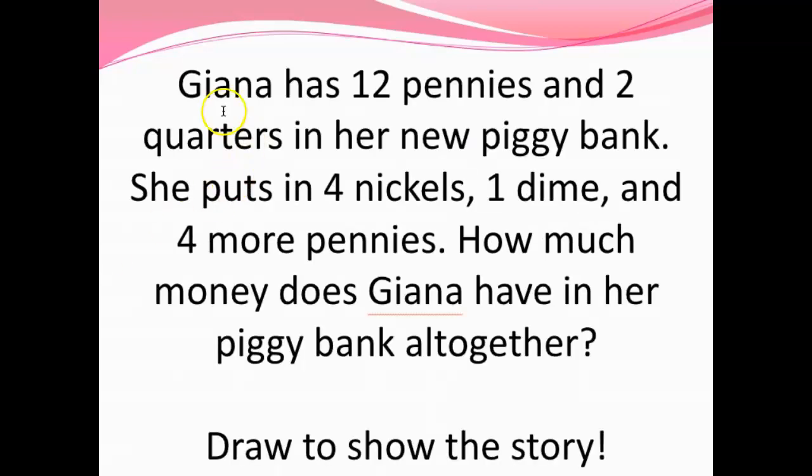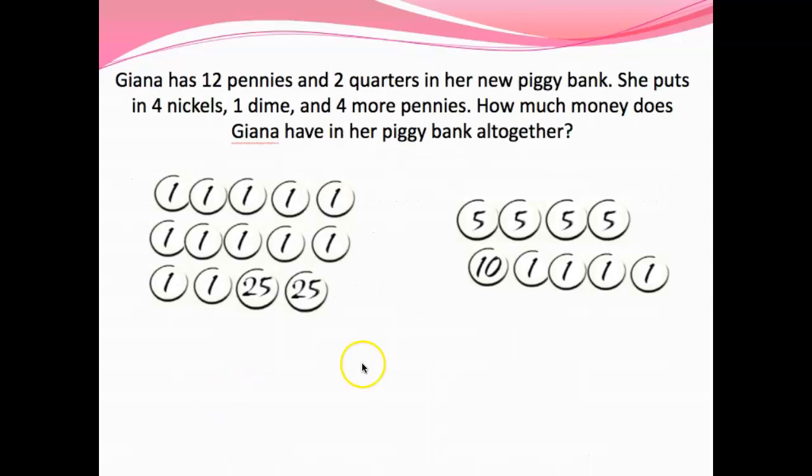Let's read it together. Gianna has 12 pennies and 2 quarters in her new piggy bank. She puts in 4 nickels, 1 dime, and 4 more pennies. How much money does Gianna have in her piggy bank all together? I want you to pause to show the story. You should have drawn something like this.